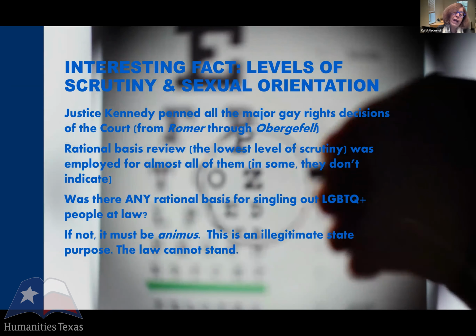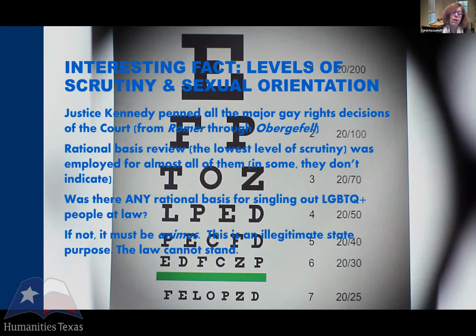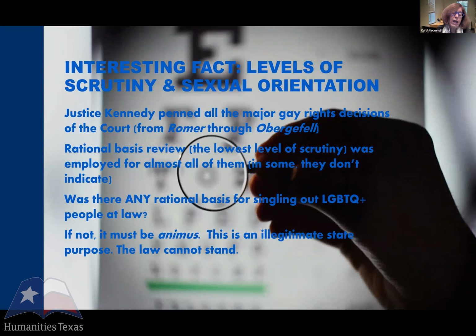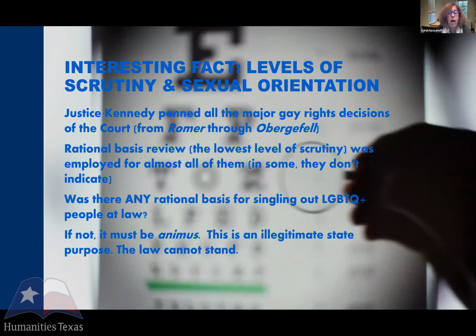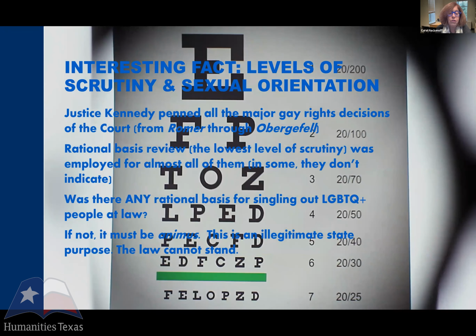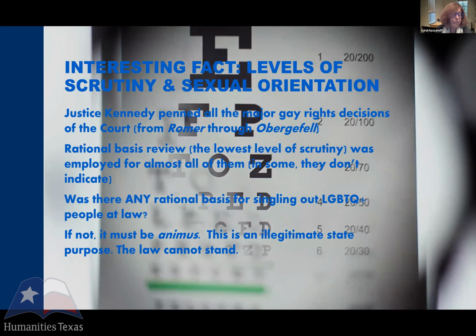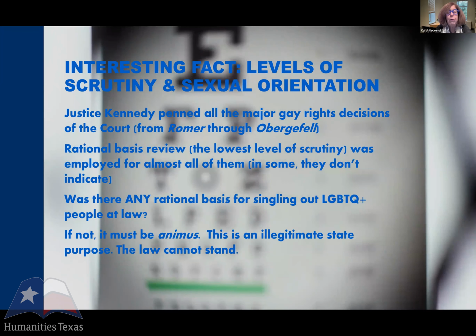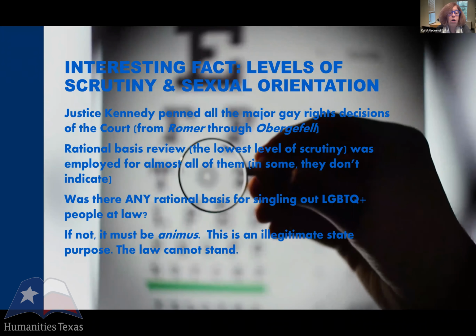So was there any rational basis for singling out LGBTQ plus people at law? Kennedy asks in Romer. If not, it must be animus, and this is an illegitimate state purpose. The law cannot stand. So there's plenty we could talk about there, but I'm just hitting on it very lightly.